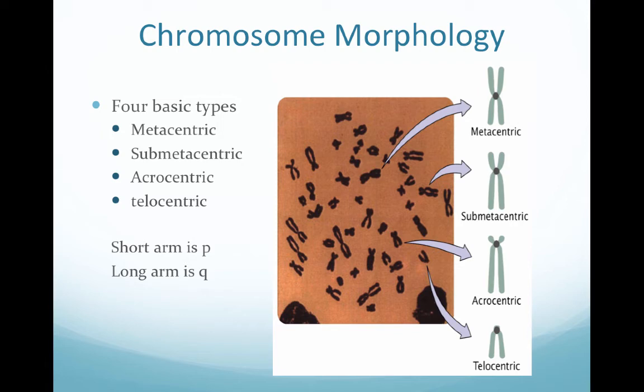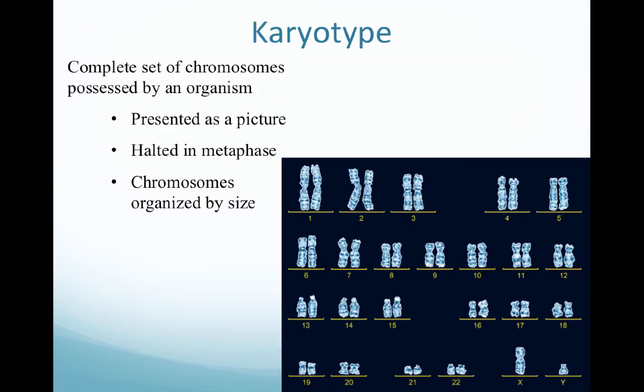So in addition, as these different morphologies occur, so submetacentric, acrocentric, telocentric, the short arm is going to be referred to as the P arm, and the long arm is going to be referred to as Q. So just put that in your notes because that is going to become important as we start looking at some of the other mutations. So karyotype, we've talked a little bit about this, is going to be a set of chromosomes that is possessed by an individual organism. And the karyotype is how we visualize those chromosomes.